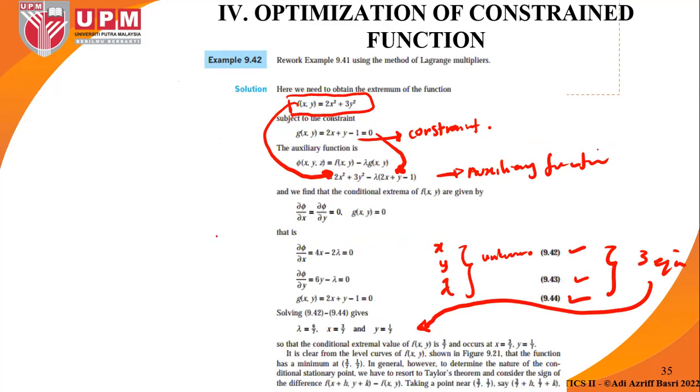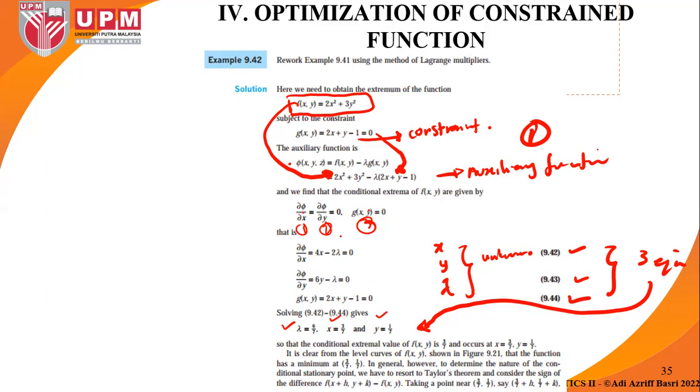As a summary, if you have questions with constraints, step number 1, you need to create these auxiliary functions. Once you have created these auxiliary functions, then you need to use these conditions: del psi over del x and del psi over del y, you differentiate and set to 0, then g(x,y) equal to 0. So you get 3 unknowns, which are x, y, and lambda, and 3 equations based on these 1, 2, and 3. So automatically you will get the answers for lambda, x, and y.